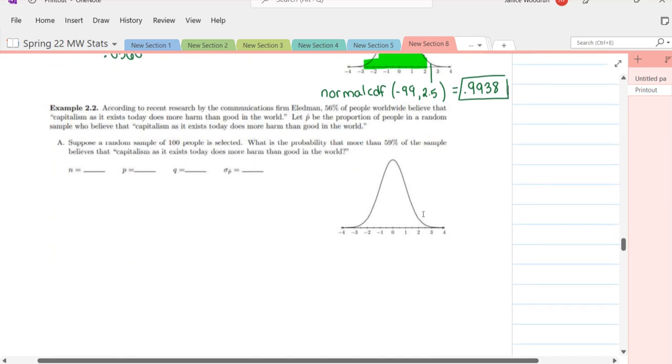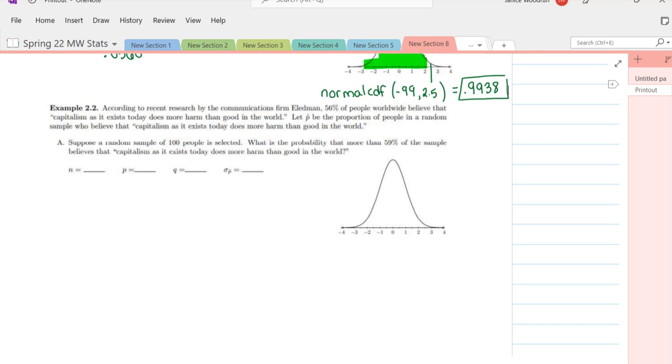Okay, now let's look at example 2.2. We'll do another one. According to recent research by the Communications for Elidman, 56% of people worldwide believe that capitalism as it exists today does more harm than good in the world. Let p hat be the proportion of people in a random sample who believe this. Suppose a random sample of 100 people is selected. What is the probability that more than 59% of the sample believes that capitalism as it exists today does more harm than good?